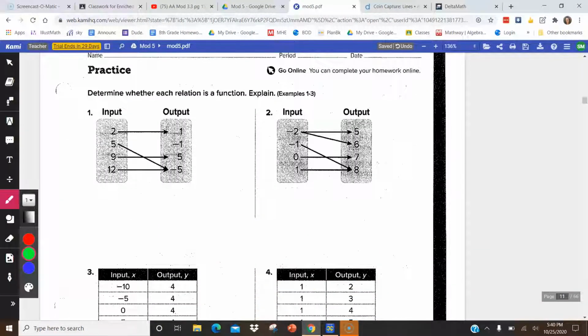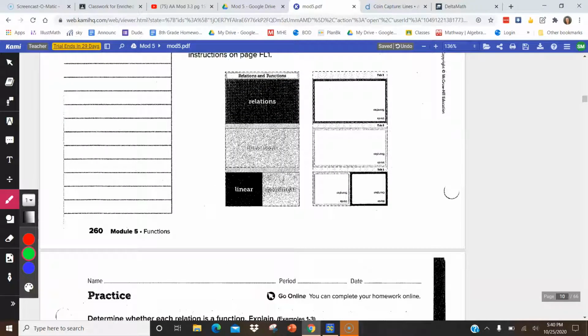So that's what you have to do for this particular module. Easy cheesy, lemon squeezy.